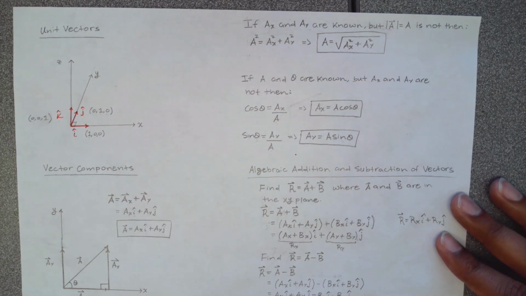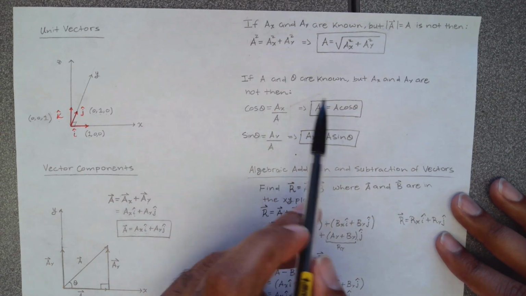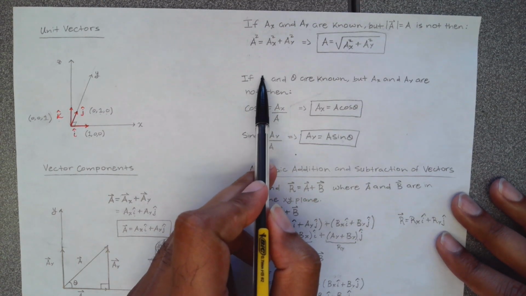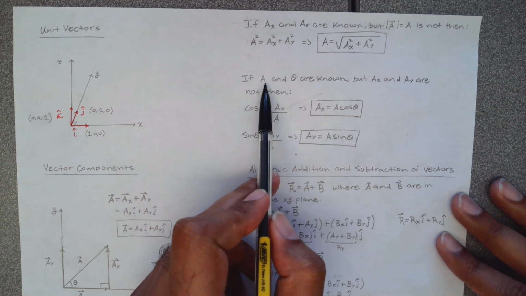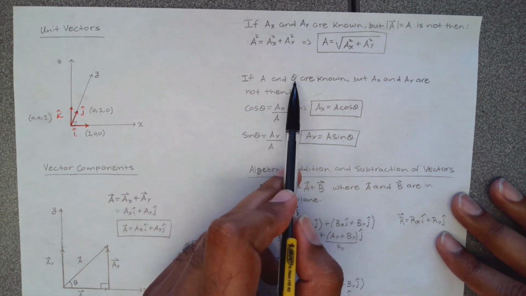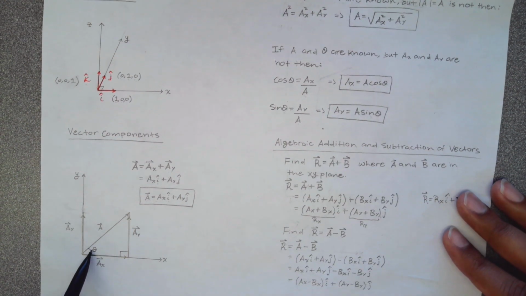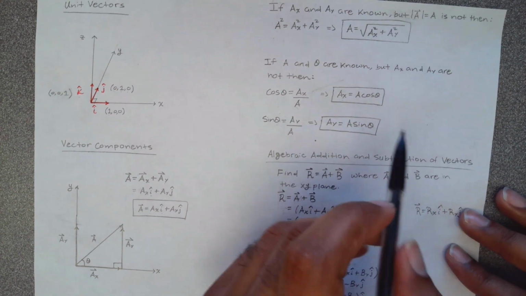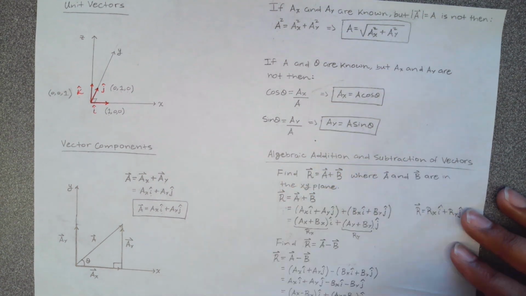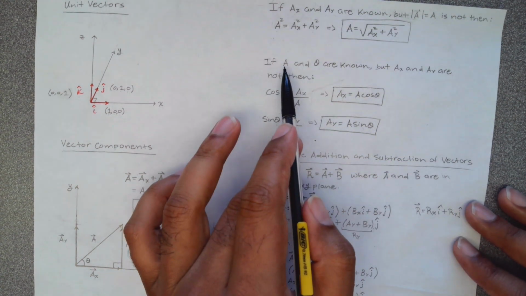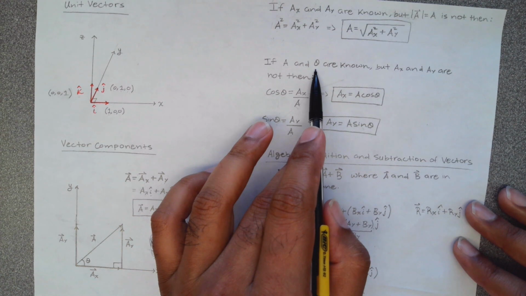All right. But what if I know the magnitude of vector A, and I know this angle theta? So this angle is known, and this length is known, but these two components are not known. So how can I find ax and ay, provided I know this and I know this?